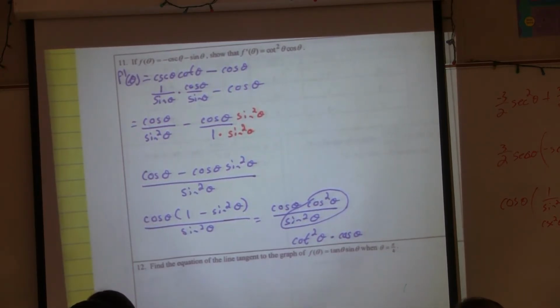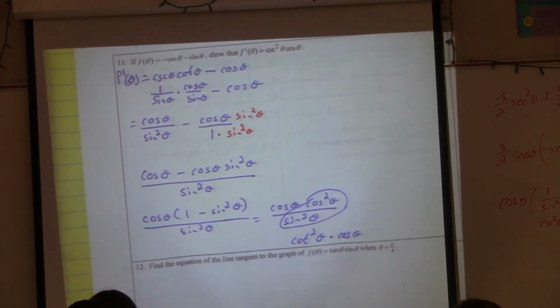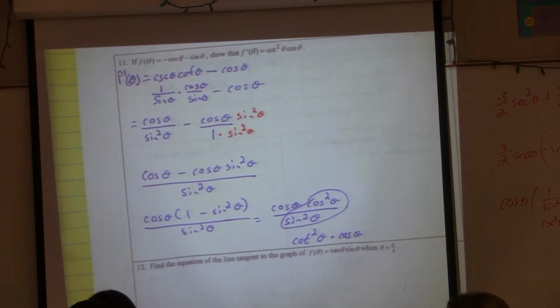So if you're trying to get secant squared theta, secant squared is 1 over what? 1 over cosine squared? So what you could do is divide by cosine squared. Right? So it gives me the sine squared over the cosine squared, which is? What did I do wrong? Plus 1, right? Where did I go wrong?